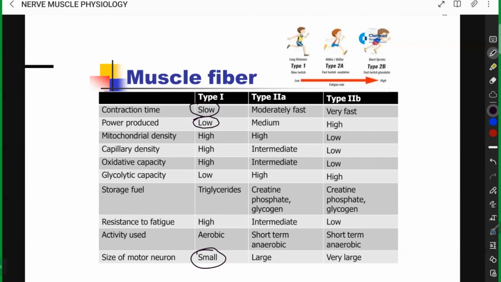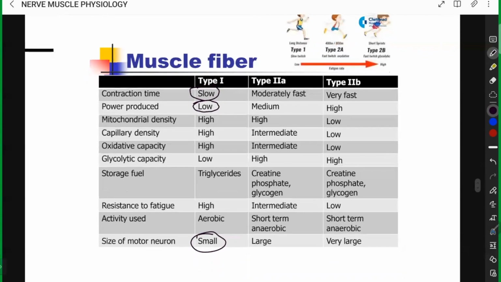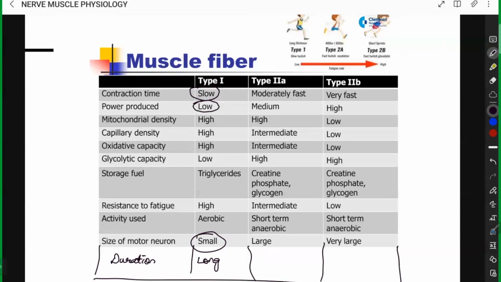But remember, even though the onset is slow, when you consider duration of action, it is going to be very long. Clear? They are very resistant to fatigue. ATP is produced by aerobic metabolism, so aerobic glycolysis and oxidation of fatty acids. So it has a very high oxidative capacity.